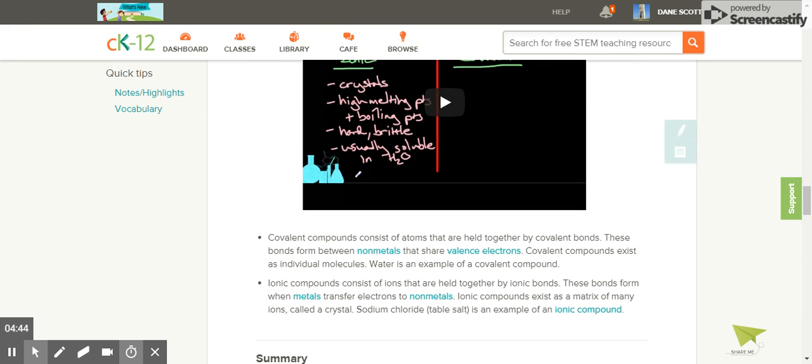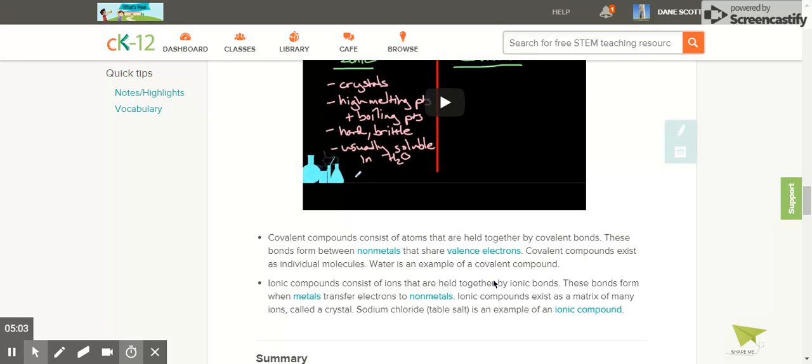Covalent compounds consist of atoms that are held together by covalent bonds, which we learned about. These bonds form between nonmetals and share valence electrons. Covalent compounds exist as individual molecules. Water is an example of a covalent compound. Another covalent compound would be carbon dioxide.